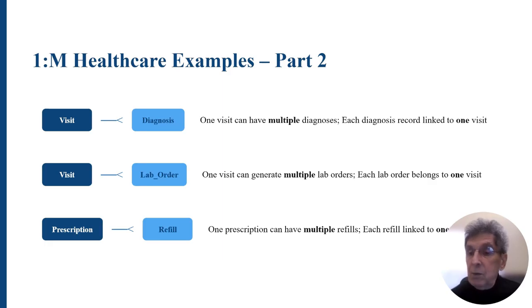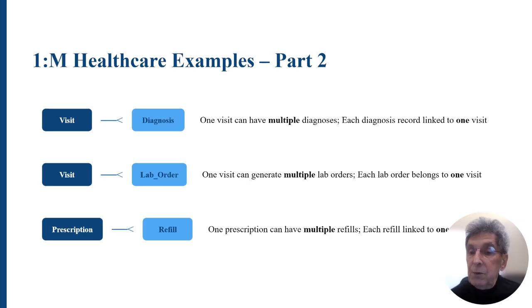Visit to lab order. One visit can generate multiple lab orders. The doctor orders a CBC, a metabolic panel, and a lipid panel. 3 orders from one visit, but each order originated from that visit. One-to-many. Prescription to refill. One prescription can have many refills. Your blood pressure medication prescription might have 6 refills over the course of a year.